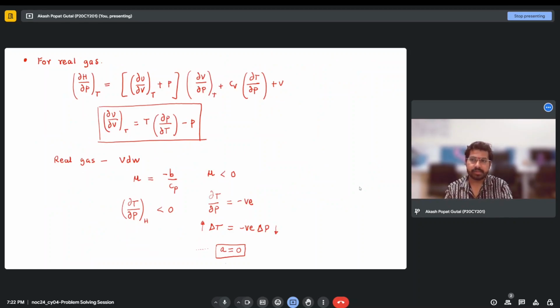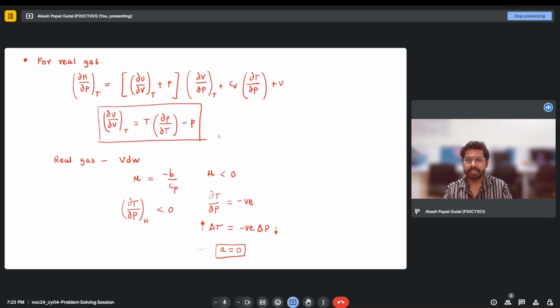And for a real gas, we have seen this equation I was telling you, that del U by del V at constant temperature T is equal to T into del P by del T minus P. So this we have used from the Maxwell's relations and Legendre transforms. And you should connect these two things and then derive this equation again.